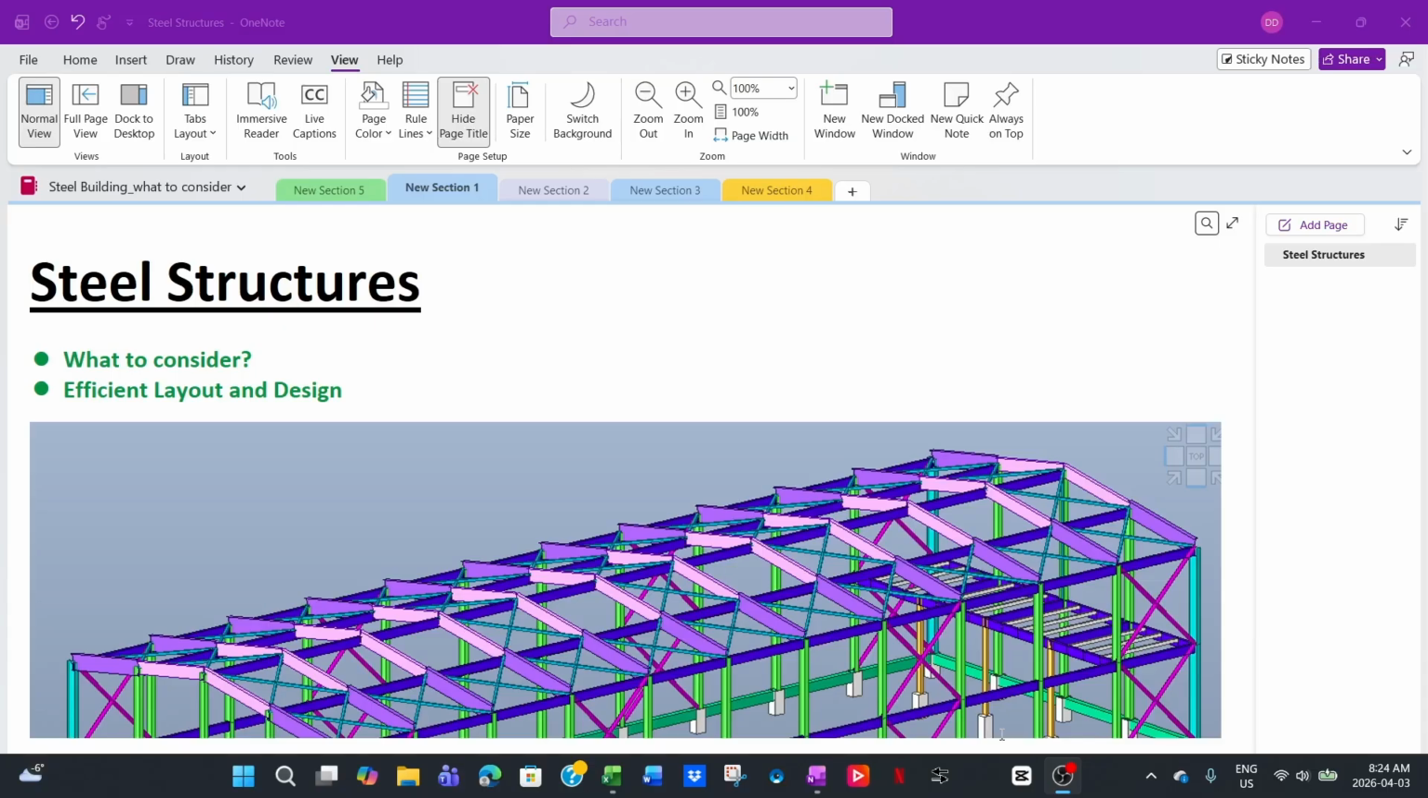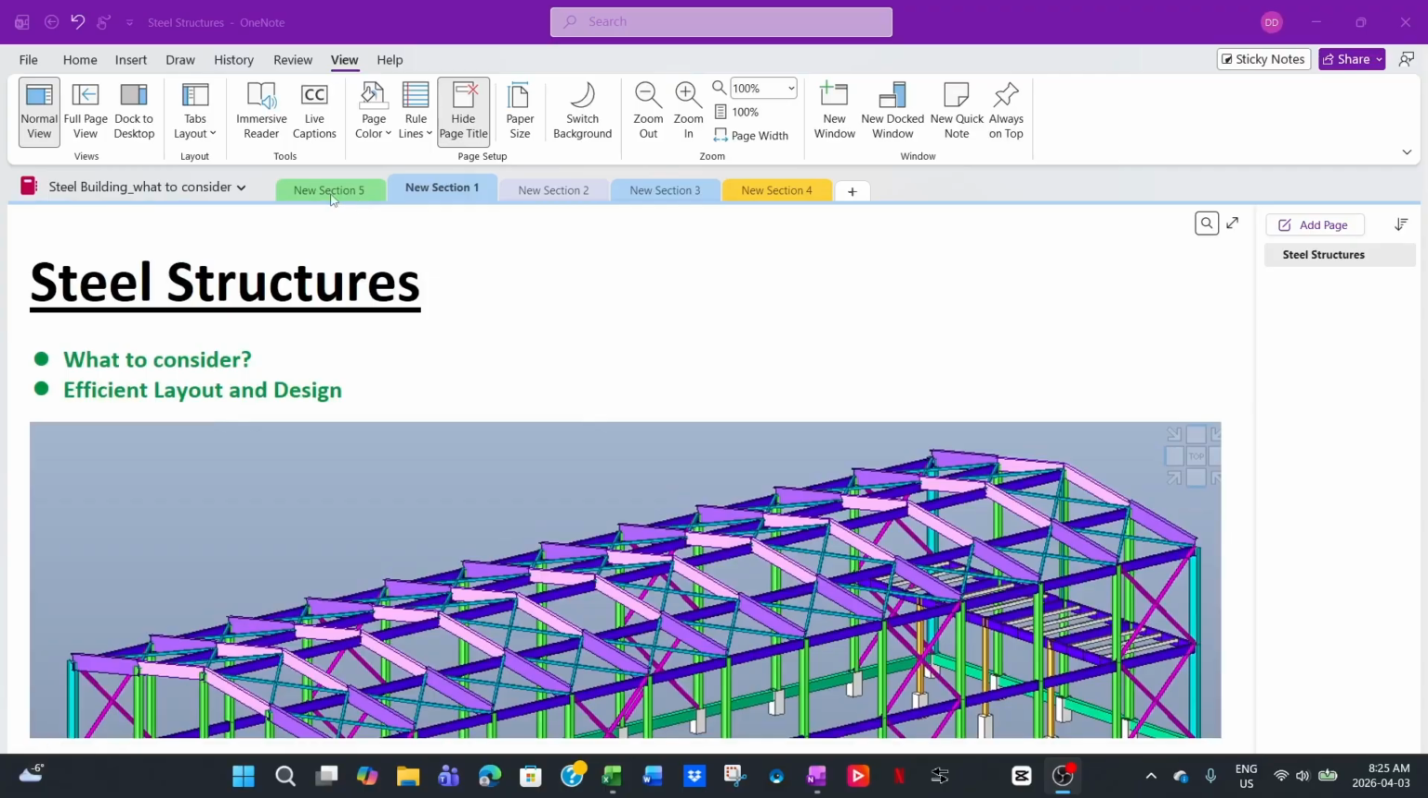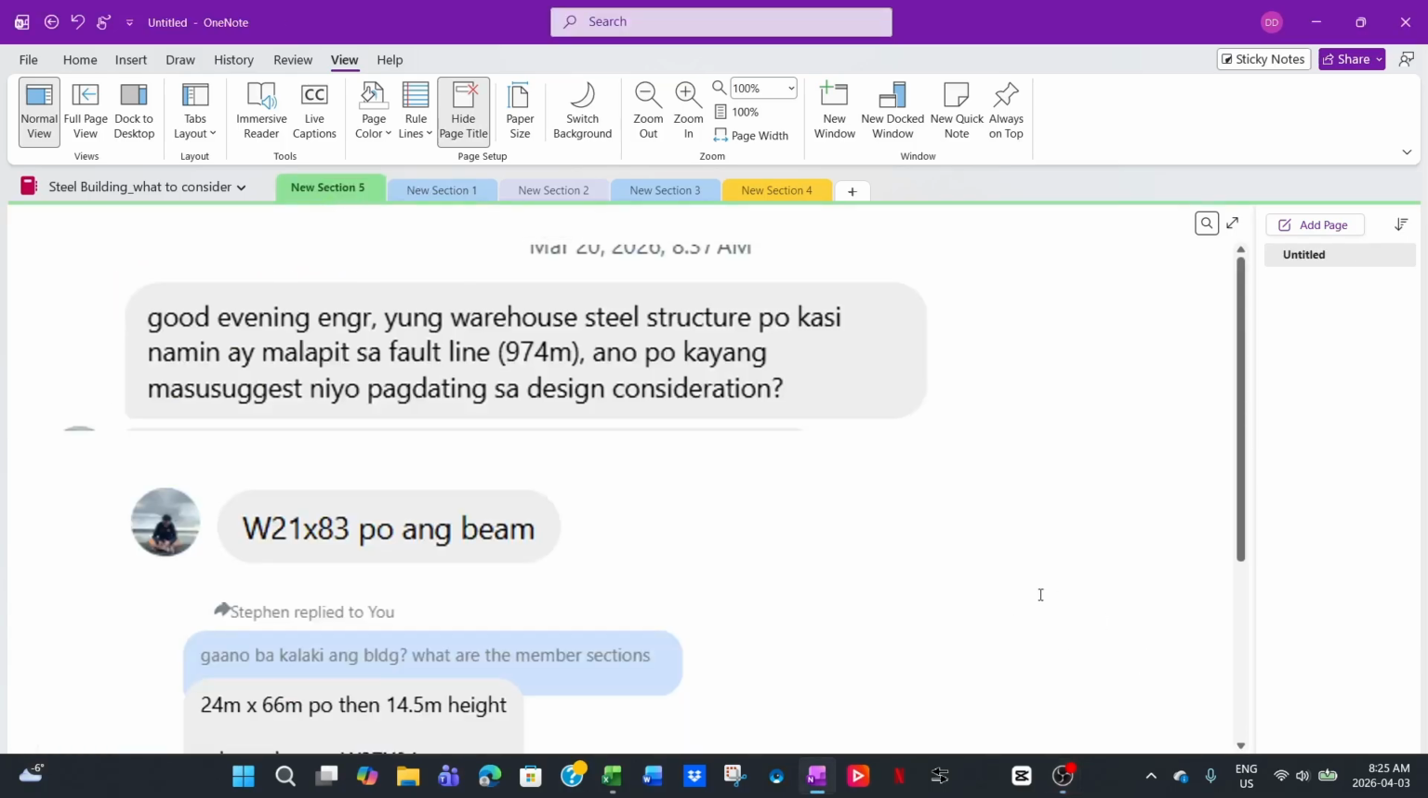So in this video, we will be discussing this particular steel frame. This is a question from a fourth year civil engineering student. So this is his question. He is basically asking what to consider in his design, considering that this building is close to the fourth line. And he was asking what I can suggest when it comes to design.